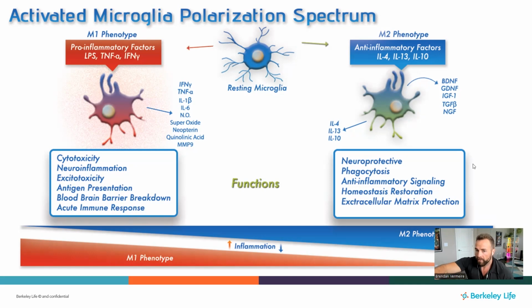So as we have more of these damage-associated molecular patterns that are sort of contaminating the parenchyma of the central nervous system, these DAMPs will bind onto pattern recognition receptors on the microglial cells that then further activates the M1 pro-inflammatory phenotype.